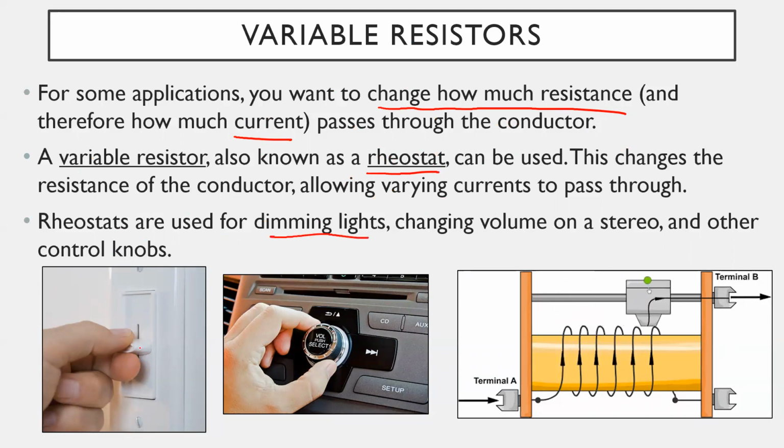If you've ever seen a dimming light switch, when it's up at max, your light's really bright, but then you can lower it down and the light gets less and less bright. That's because the resistance is changing as you do that. You're actually upping the resistance and therefore lowering the current, which is therefore lowering the brightness of the light bulb.